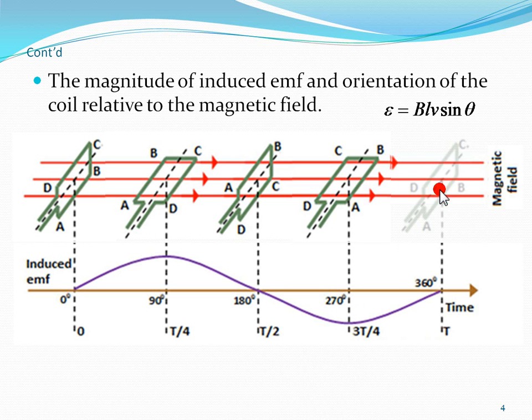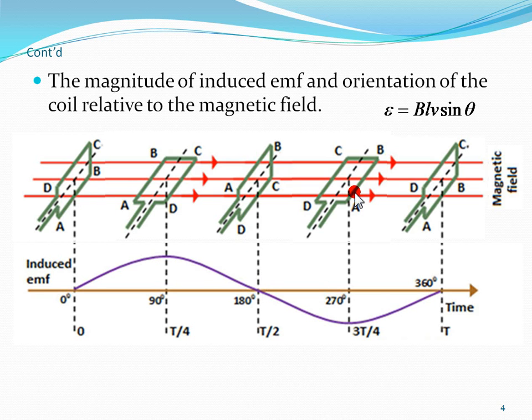And when the coil takes this position, the DC side moves horizontally and the V and B make 90 degrees. Again, the EMF turns out to be 0. So through a quarter of a cycle, going from 0 to 90 degrees, it becomes maximum. In the second quarter, from T over 4, period over 4, to period over 2, half a period, going from 90 to 180 it becomes 0, and then maximum, 0.